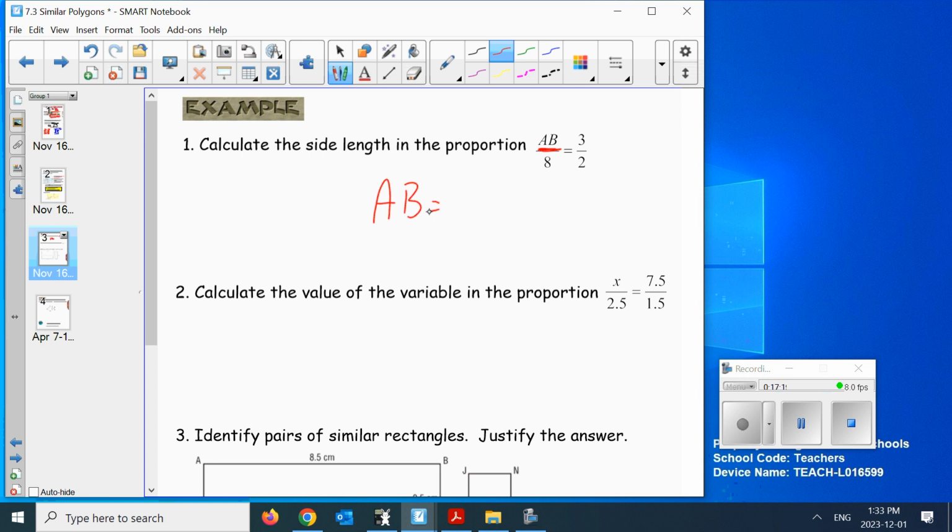AB is equal to, use a calculator. 8 times 3, though, is 24. Divide by 2 is 12. That's it.